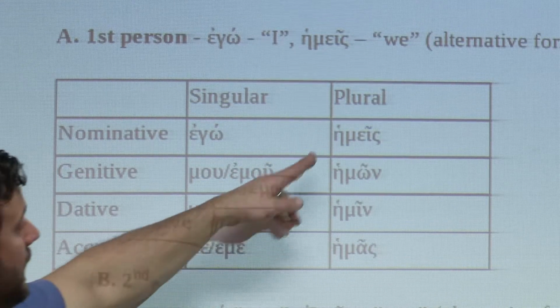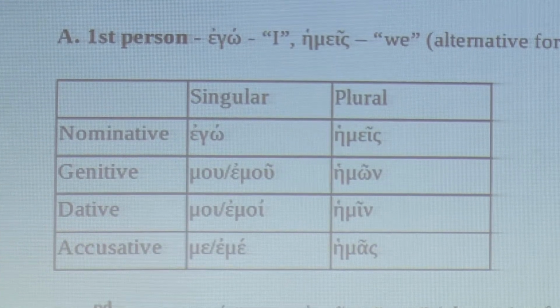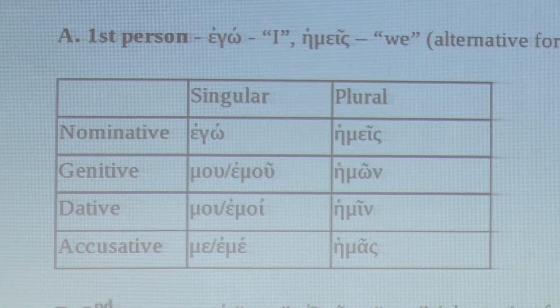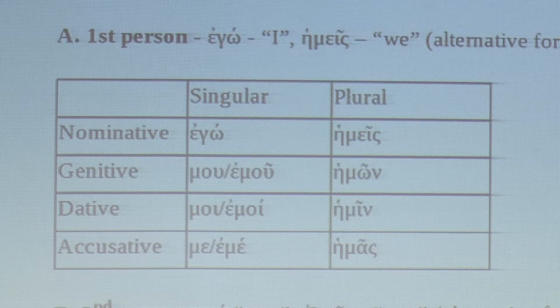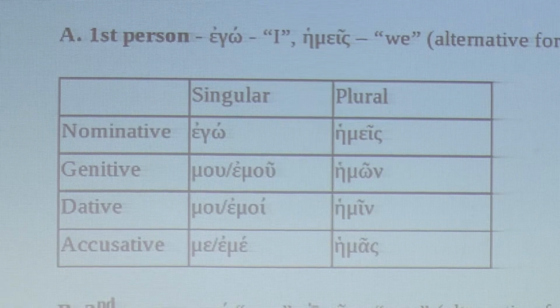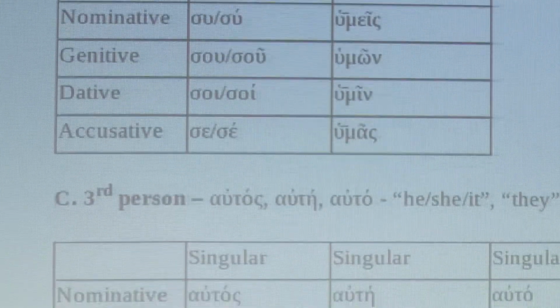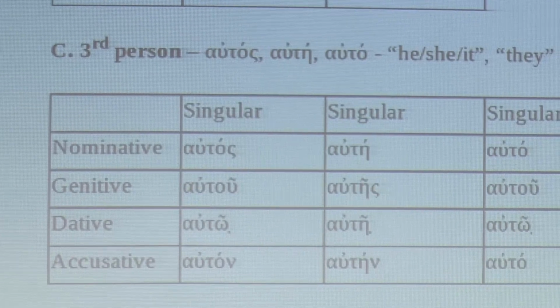In the plural, we: humes, humon, humen, humas. Ready? Humes, humon, humen, humas. Aaron only. Humes, humon, humen, humas. All right, thanks. There you go. There's I, there's we. How do you learn it? By saying it over and over and over again until it's all you can think.